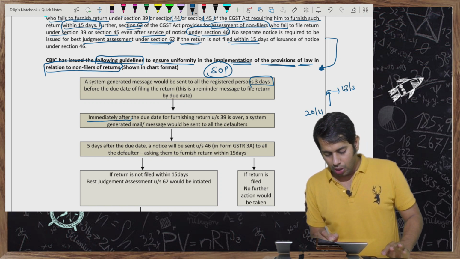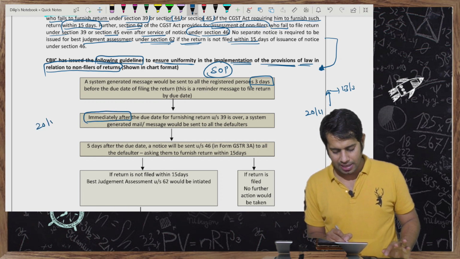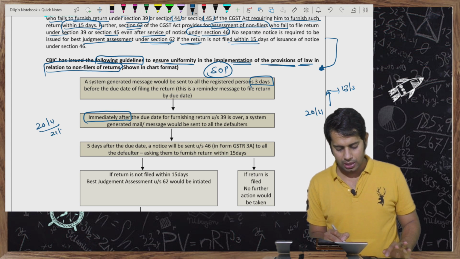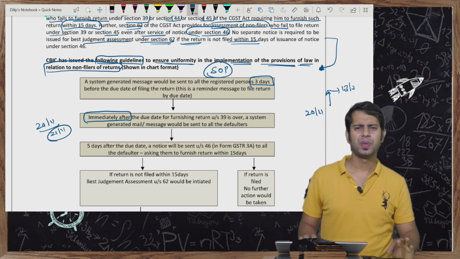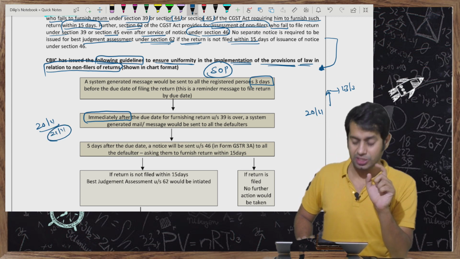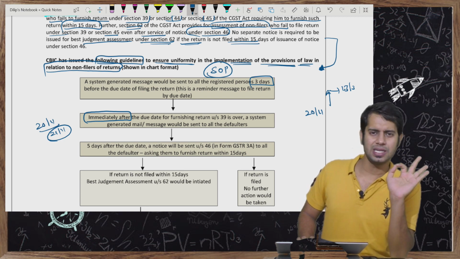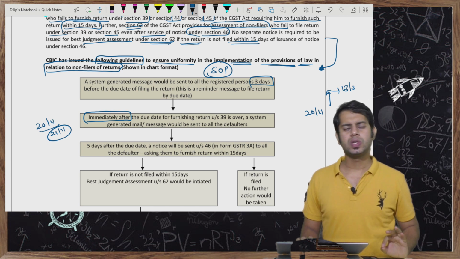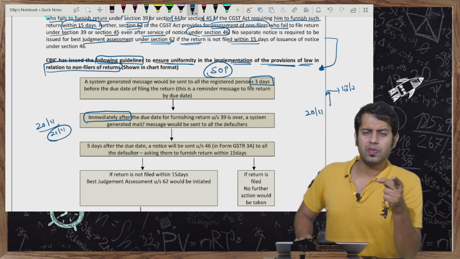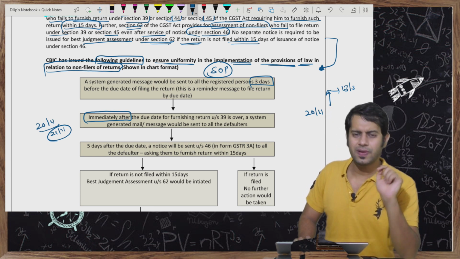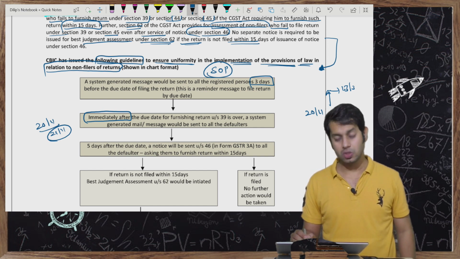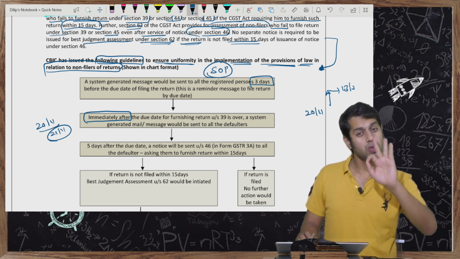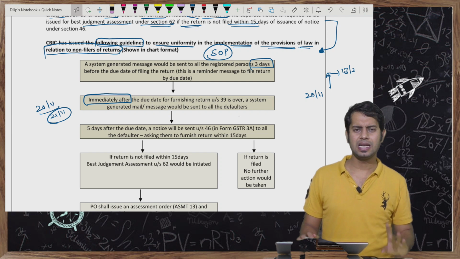Now, once the due date is over, say the 20th is over, on 21st of November, immediately you should send a message to me, not a notice, by email or by normal message on my mobile. Hey Dilip, you are liable to file return. Yesterday was the due date, please file your return at the earliest. Okay, he sent a message.